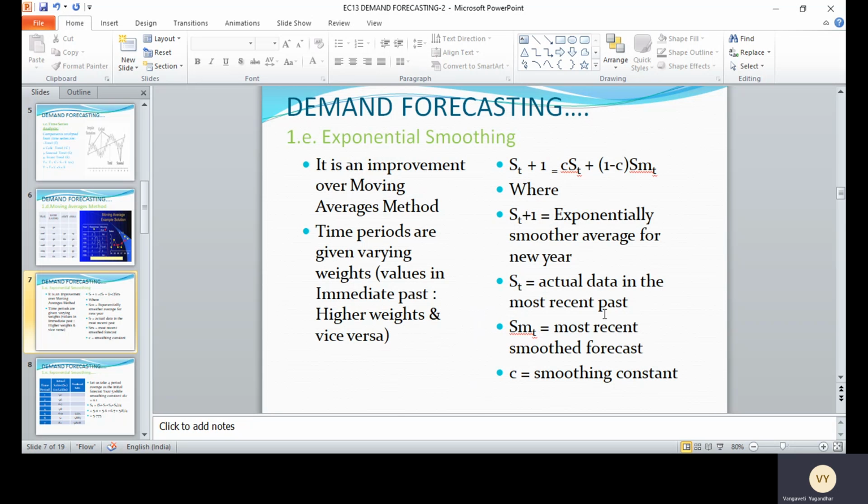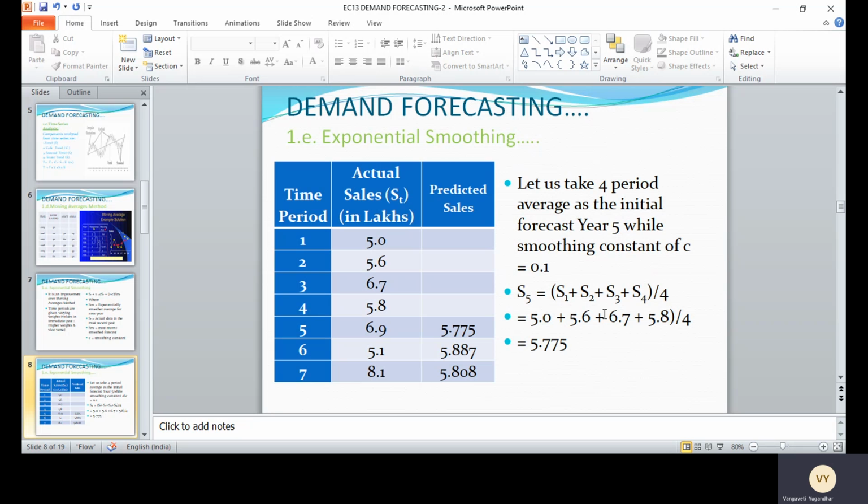Next, S(t) equals the actual data in the most recent past. SM(t) equals the most recent smoothed forecast. And C is the smoothing constant. So let us see this in terms of one problem. In this problem, we are given 3 columns. Time period 1, 2. That means let us say 2000, 2001.